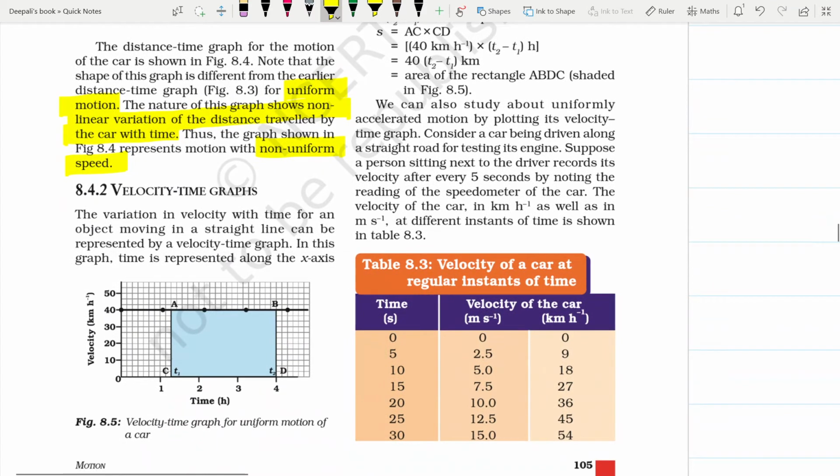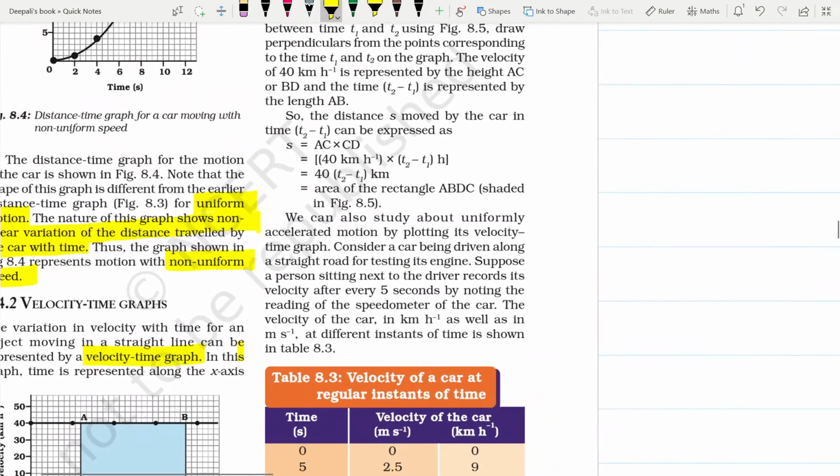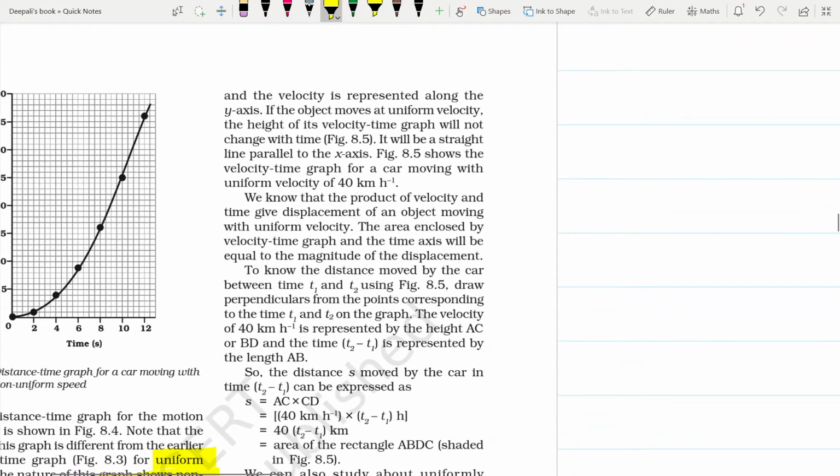Now we have one more kind of graph, that is velocity time graph. The variation in the velocity with time of an object moving in a straight line can be represented by the velocity time graph. In this graph, time is represented along the x-axis and velocity is represented along the y-axis. Can you tell me why? Yes, your answer is correct. Because velocity is the dependent quantity and time is the independent quantity.